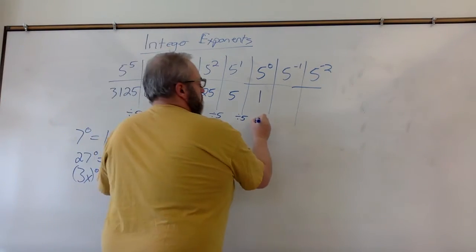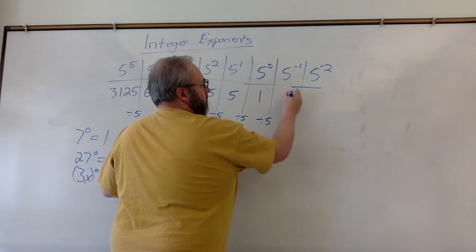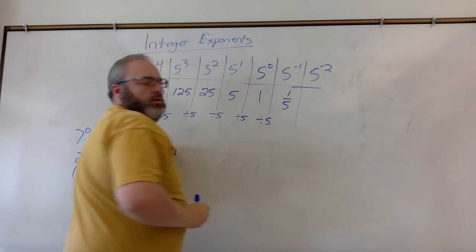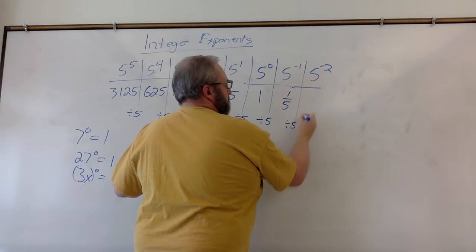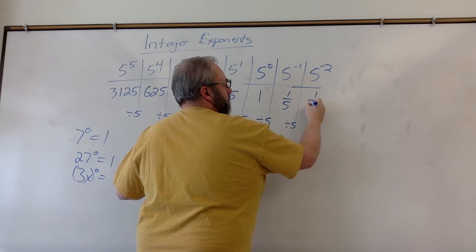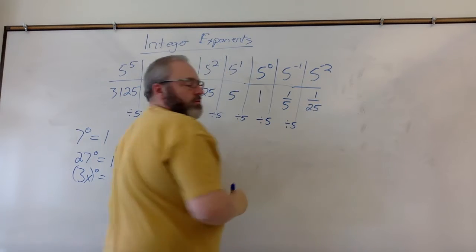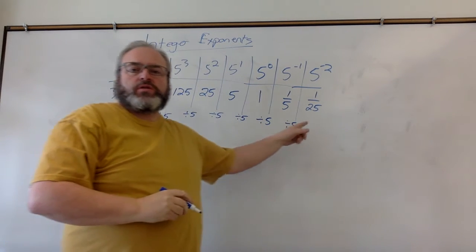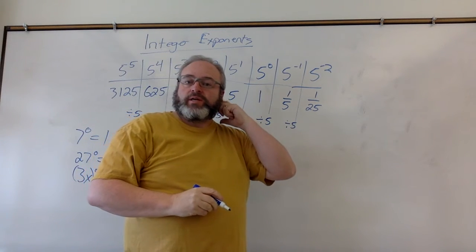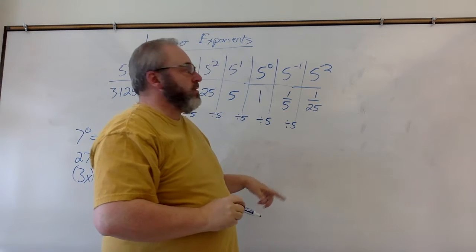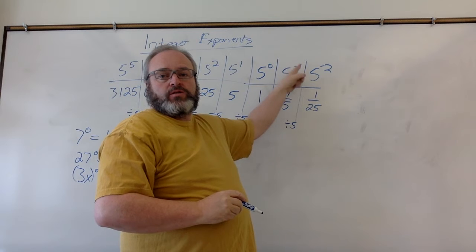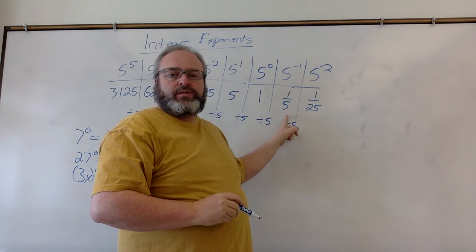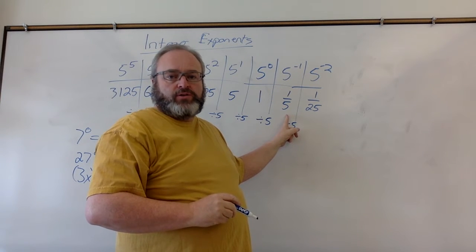Now, if we continue to divide by 5, this would give us 1/5. Dividing by 5 again, 1/25. So this gives us a hint as to what happens when we have negative exponents. It actually means you take the exponent, change it to positive, and put it underneath the fraction bar.